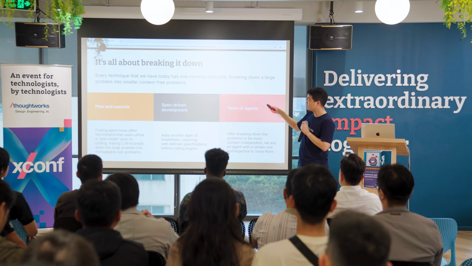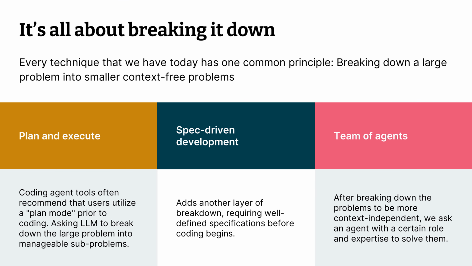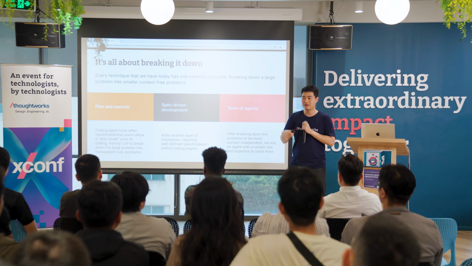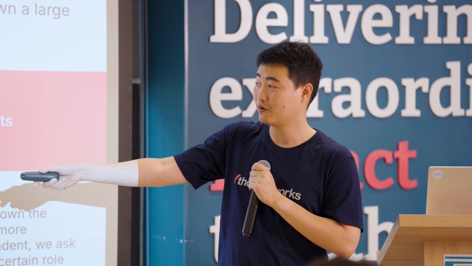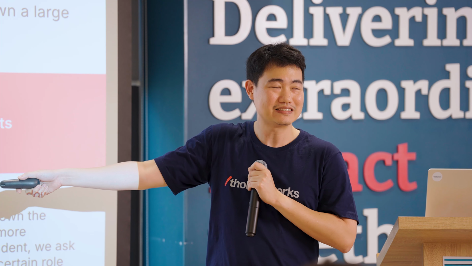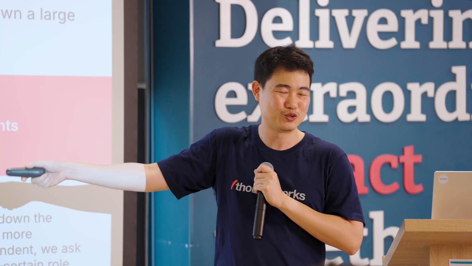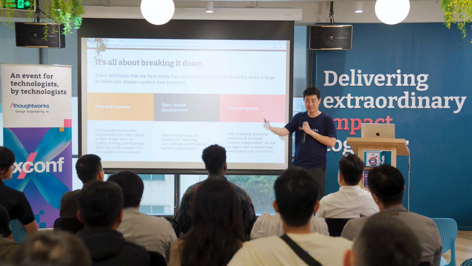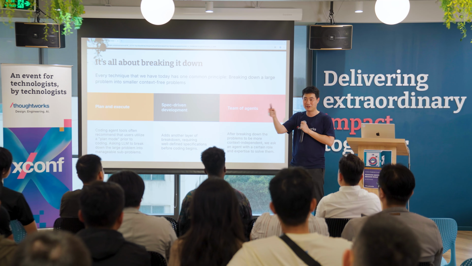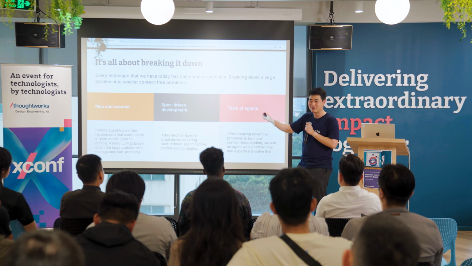If you take a look at many techniques that AI coding tools use, it's really about breaking the problem into smaller, context-free problems. Claude Code has this plan mode, and they recommend that if you build something big, you should use plan mode first. Plan mode is actually just asking AI to break the work down into a to-do list first and then execute the to-dos one by one. So you see it's still around the principle of reducing the amount of work and the amount of context at any given time.